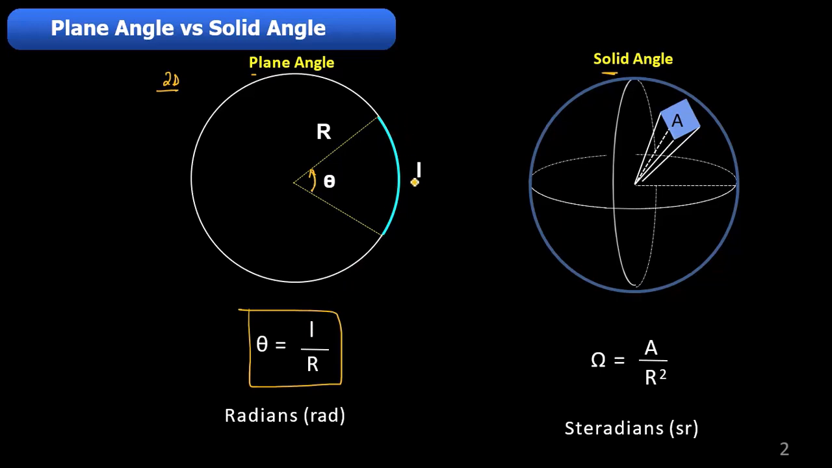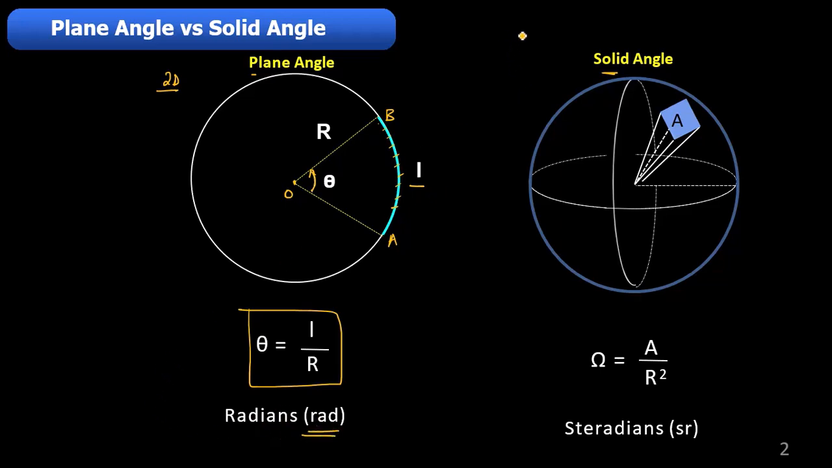What is L? L is the arc length. If I move from point A to B and that arc is measuring a length of L, and that arc is subtending an angle theta at the center O, then theta is known as the plane angle, and the unit for this theta is basically measured in terms of radian.